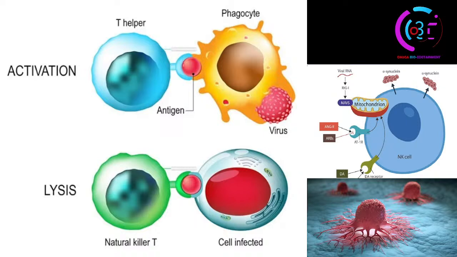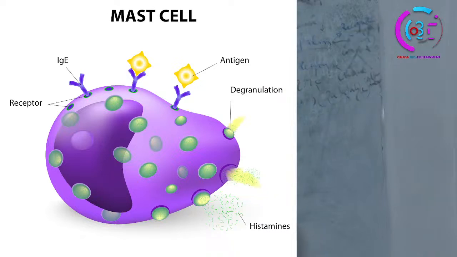So we also see this when we get into the complement system. That is why the next type of cellular component we are going to consider, apart from natural killer cells, is the mast cell. Number two, the mast cells.